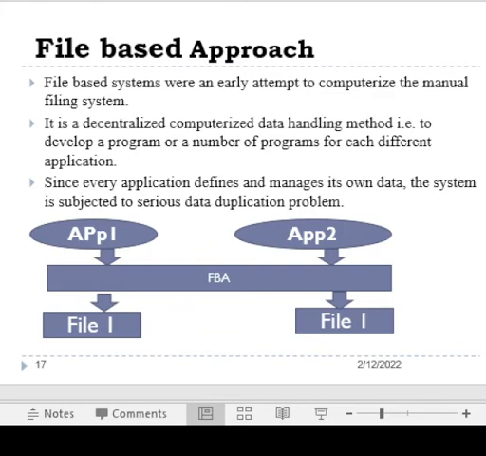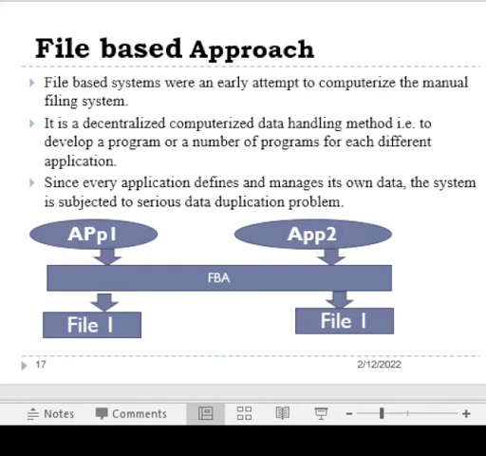This file-based approach is proposed to change the manual handling system to a computerized handling system. The objective of this approach is to change the manual one to the computerized one. It is a decentralized computerized data handling method. The way of handling the data is not centralized; it uses a decentralized manner.